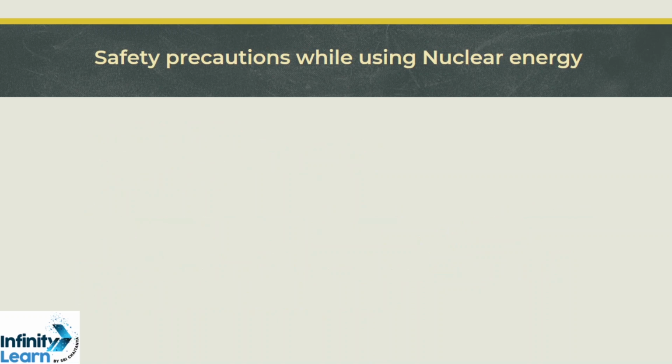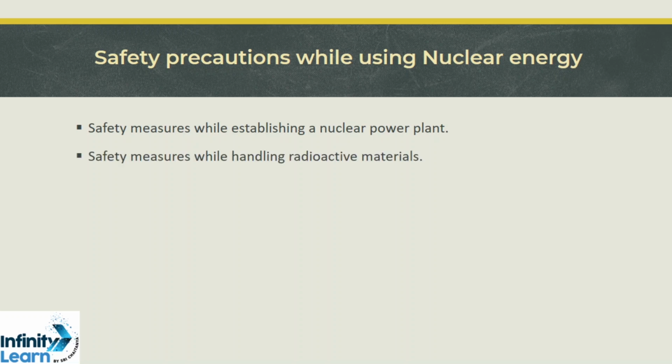Safety precautions while using nuclear energy. We know that for producing electricity, power plants use radioactive sources like uranium or plutonium, and there is a controlled chain reaction which is carried out, and they require special care. First, safety measures should be taken while establishing a nuclear power plant. Second, handling of the radioactive material should be taken care of, and finally safety measures should be taken for safe disposal of the nuclear waste which is generated. So let us talk about them one by one.